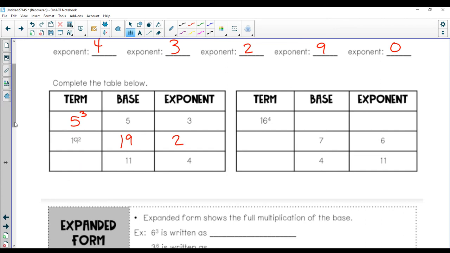Okay, can you fill those out? All right, take a second and fill those out. Shouldn't take you long. Fill out both sides of the charts.